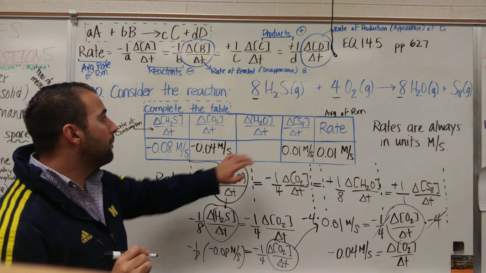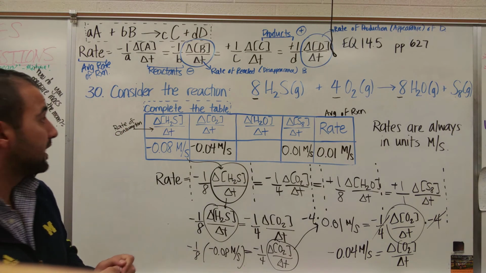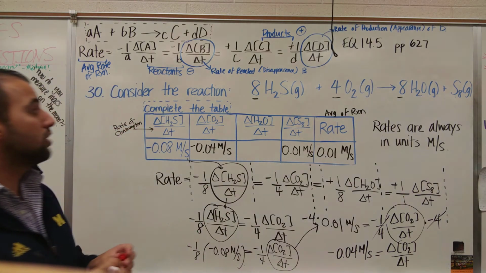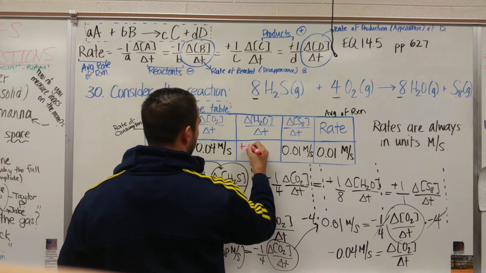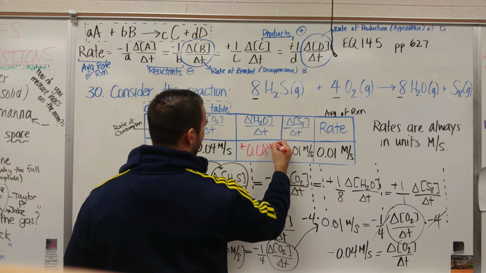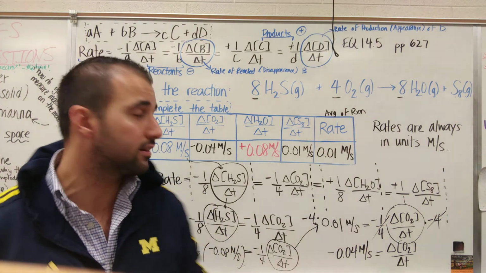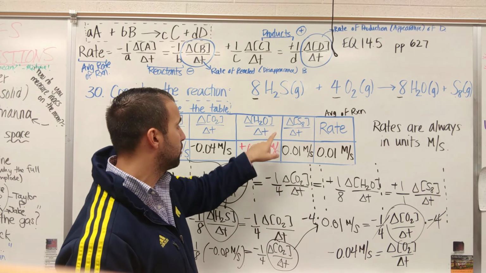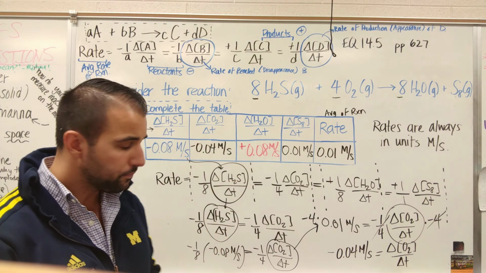Now I'm going to make you check your answer, but I'm going to tell you right now that the answer to the change in H2O over the change in T should be equal to positive 0.08 molar per second. In order for you to check to make sure you understand this, I want you to make sure that you're getting the change in H2O over the change in T equal to 0.08.